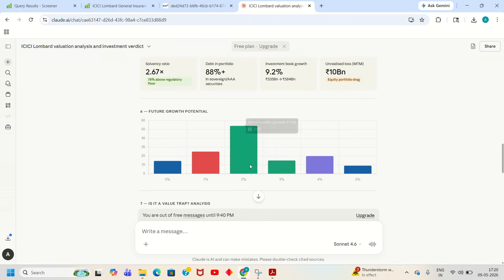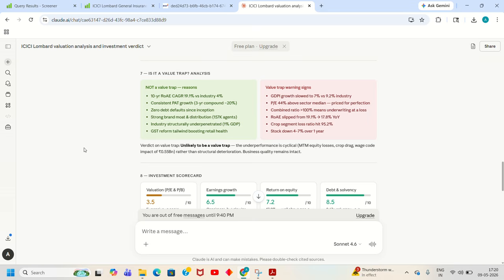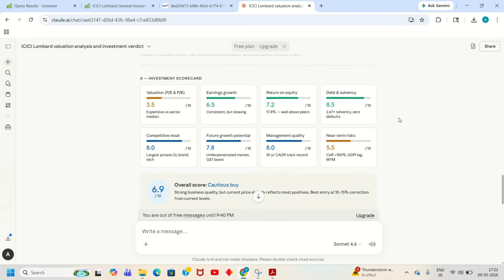So this is the future growth potential they are saying, and it is saying a value trap, and here are the reasons. They are also stating value trap warning signs, which is GDPI growth slowed to 7% versus 9.2% in the industry. PE is 44% above the sector median. Priced for perfection. Combined ratio is greater than 100%, which means underwriting had a loss.